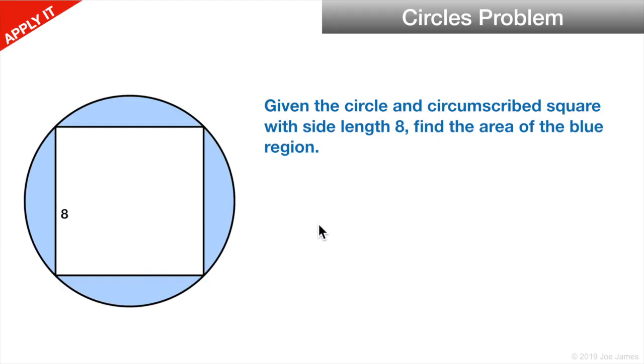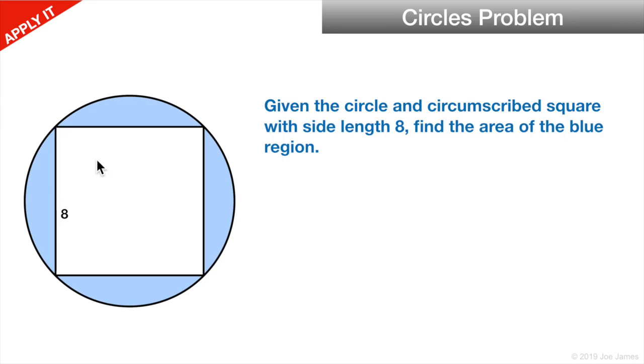Now here's a practice problem on circles. This is kind of a neat problem. We have to find the area in blue. All we're given is one side of this square, 8. That's all we're given. We have to find out the area in blue. Well, let's think about this. We could find the area of the circle and then subtract the white area, which is the area of the square. We just subtract that out of it, and what's left will be the blue area.